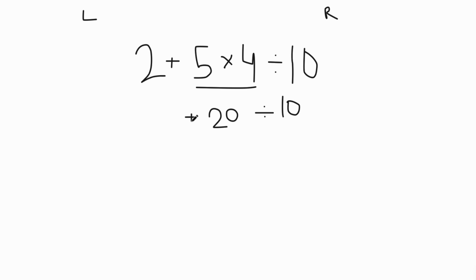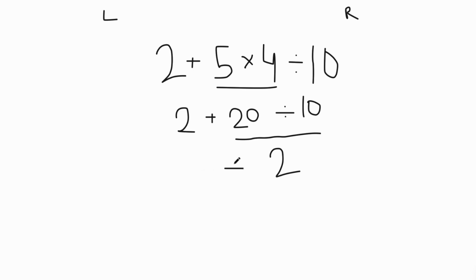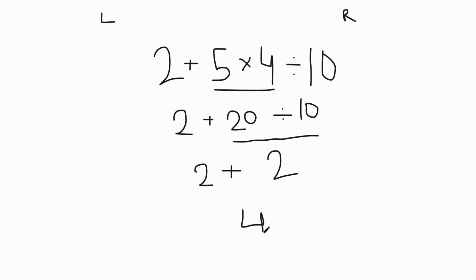Now, what do you think the next step is? If you said 20 divided by 10, you're correct. 20 divided by 10 equals 2. So now we will rewrite the equation. 2 plus 2. And what is that? 4. So 4 is our final answer.